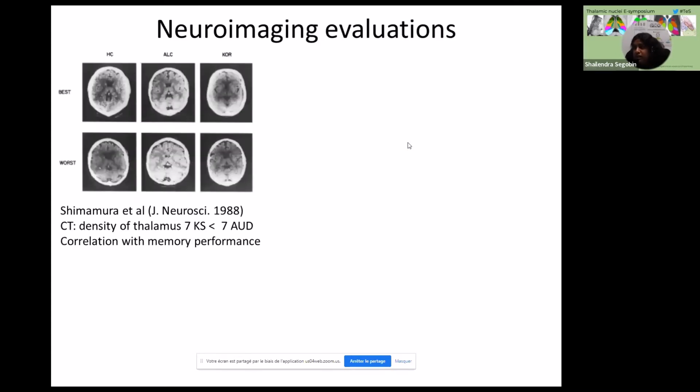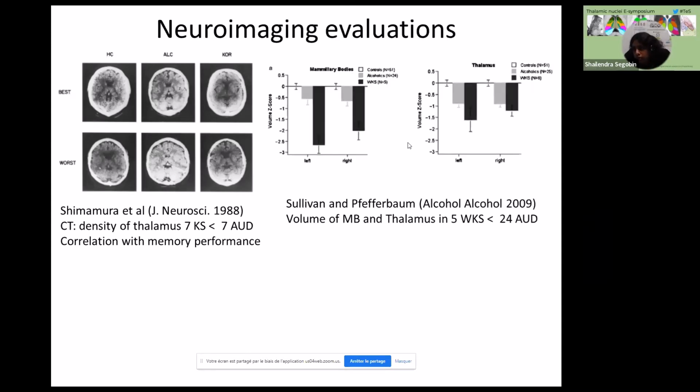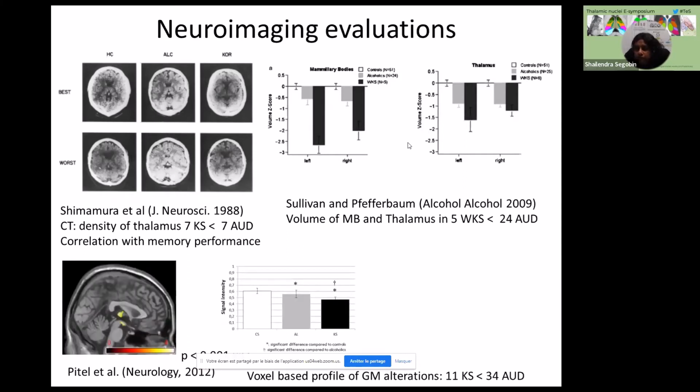The first study used the CT scan and showed that the density of the thalamus in 7 patients with Korsakoff syndrome was significantly less than in AUD patients. And this decrease in density actually correlated with memory performances. Sullivan and Pfefferbaum used MRI at 1.5 Tesla to show that the volume of the thalamus in 5 patients with Wernicke-Korsakoff syndrome was less than those in 24 AUD patients. And one MRI study carried out at 3 Tesla was the first to use a voxel-based approach to show gray matter alterations in 11 KS patients that likely came from a mixture of both the anterior thalamic nuclei and the mediodorsal nuclei.